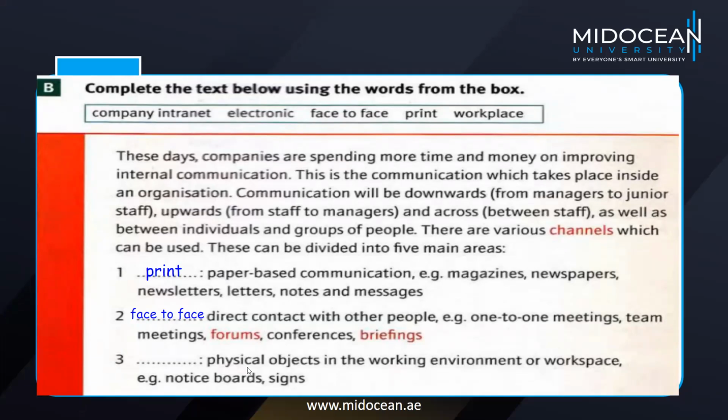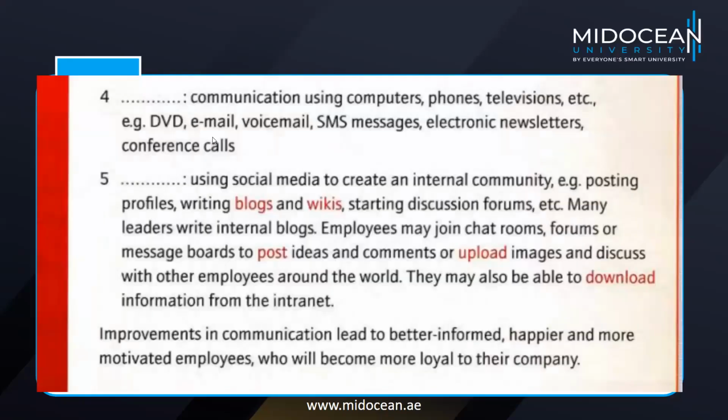Number 3, physical objects. We have physical objects in the working environment or workspace. Notes, boards, signs. Okay, so this is workplace. Number 4, communication using computers, phones, televisions. These are all electronic: DVD, email, voicemail, SMS messages, electronic newsletters, conference calls. So we have the electronic communication.